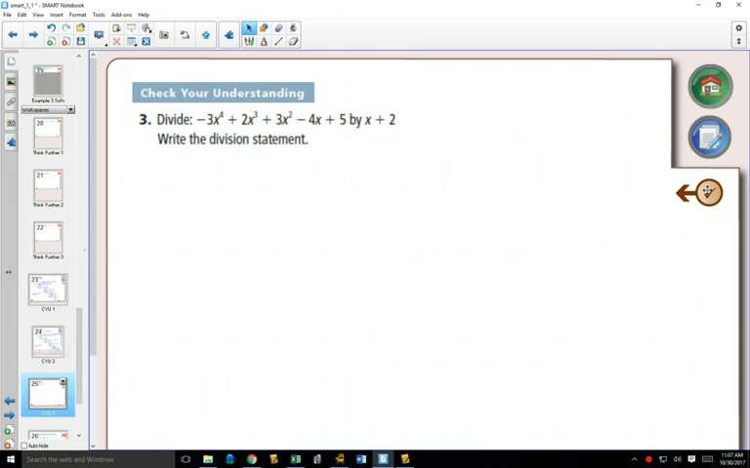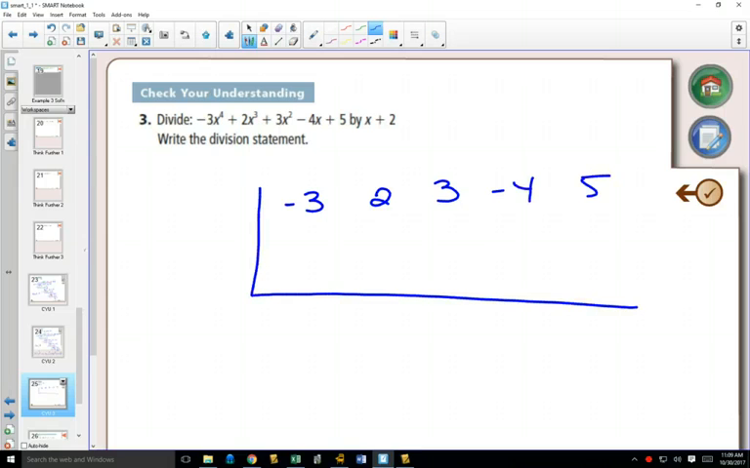But be careful, because if you write your numbers in the wrong order, it's like writing a real number in the wrong order. It doesn't make any sense. The other thing you have to be careful with are any of the degrees missing. Because if a degree is missing, then you're going to need to add a 0 in there. We write the coefficients, -3, 2, 3, -4, 5. No zeros in this case, so that's helpful.